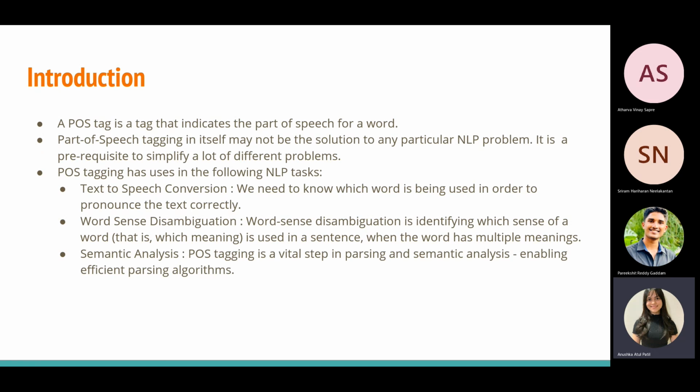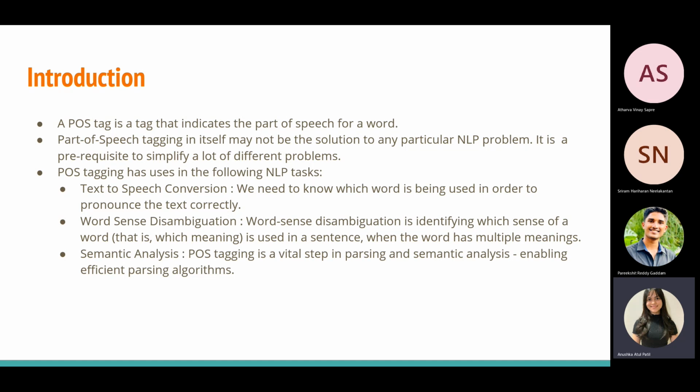So a POS tag is basically a tag that indicates the part of speech for a word within a sentence. POS tagging in itself may not be the solution for any particular NLP problem, but it is definitely a prerequisite to simplify a lot of problems of NLP. It has uses in the following natural language processing tasks. The first one is text to speech conversion. We need to know which word is being used and the context in which it is being used in order to pronounce it correctly. Then word sense disambiguation.